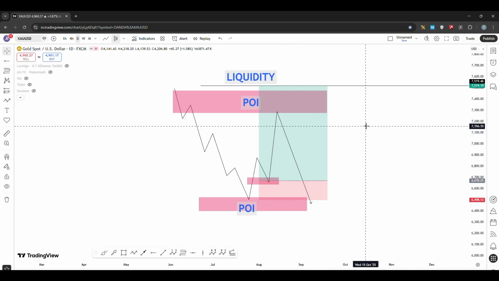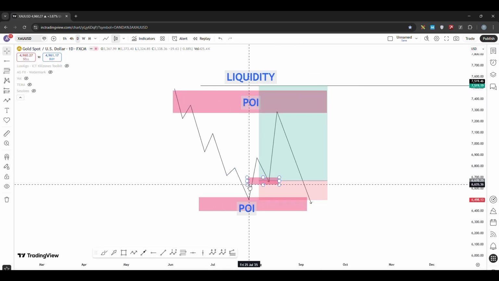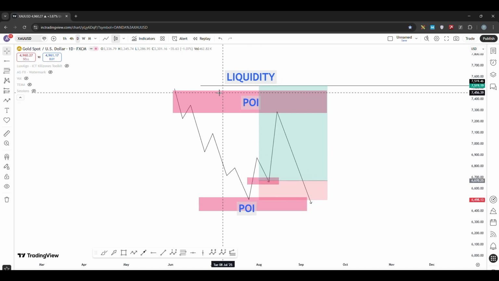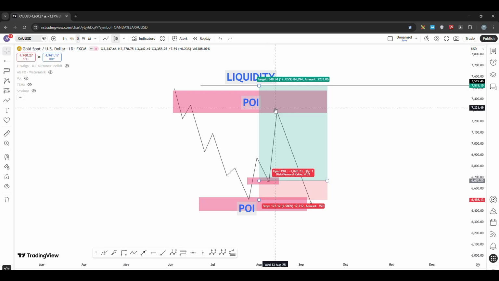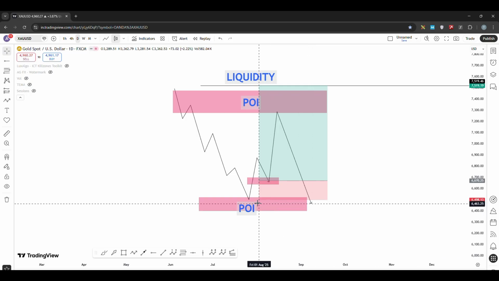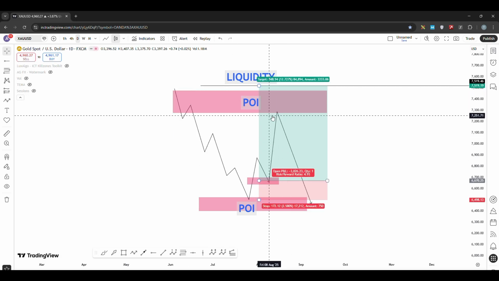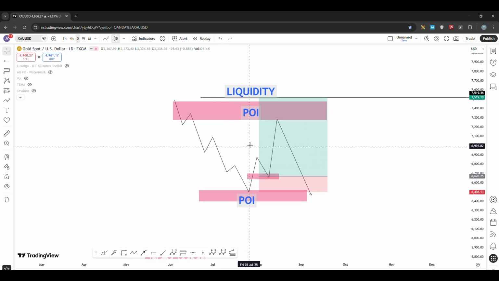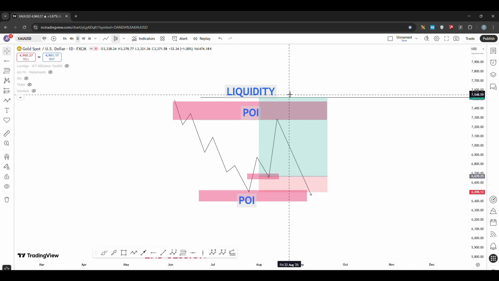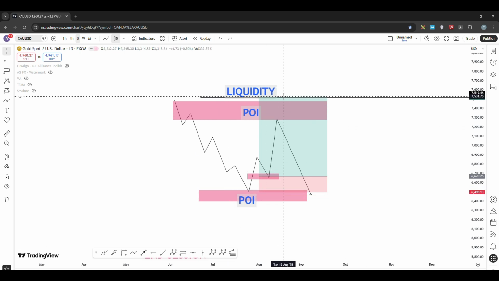In that case, you have to understand that this is a POI which market has created while coming down. That means that when market will tap into this zone, there will be reaction from this zone. Doesn't mean that market is going to come down all the way to take out our stop loss. This is just a normal reaction from a higher time frame POI. I'll also show you examples to make it more clear. Okay, but you have to understand that our higher time frame bias is to the upside. Our higher time frame is telling us that market should move from this POI to our higher time frame liquidity.